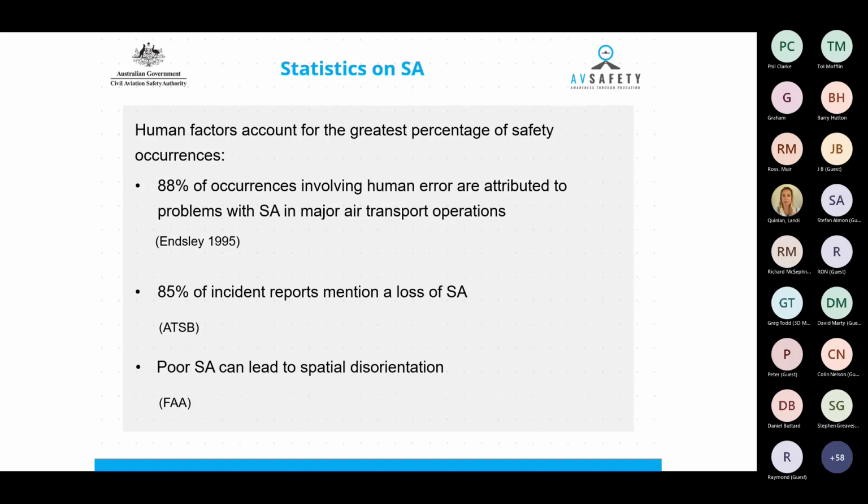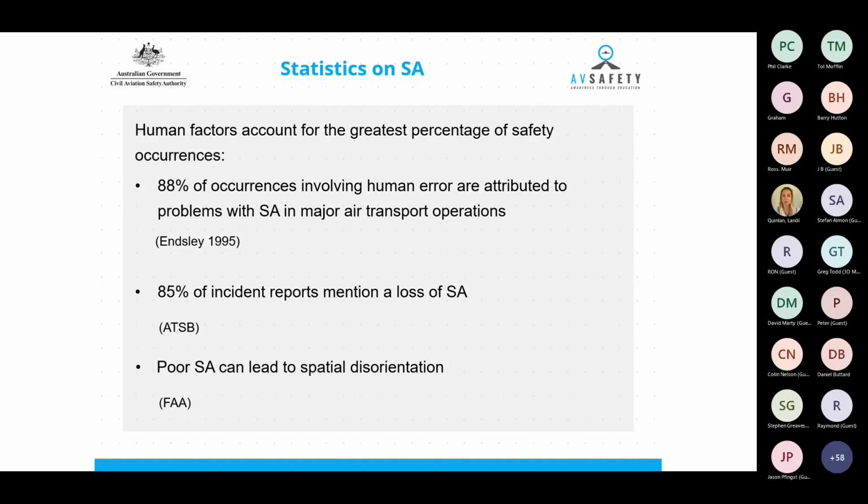She's come to the conclusion that 88% of occurrences involving human error are attributed to some sort of problems with situational awareness in major air transport operations. So it's an interesting statistic there that we need to keep in mind. Also, the ATSB, closer to home, has come to the conclusion that 85% of incident reports that they receive from industry mention some sort of loss of situational awareness, which was a part of the build up to the incident that had occurred.